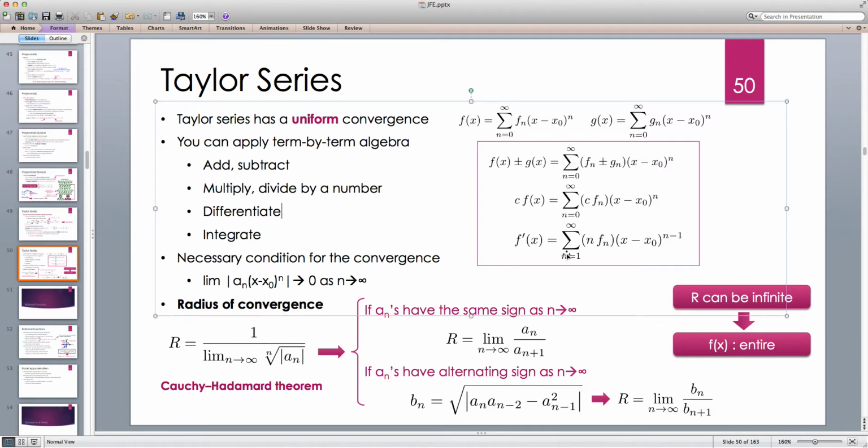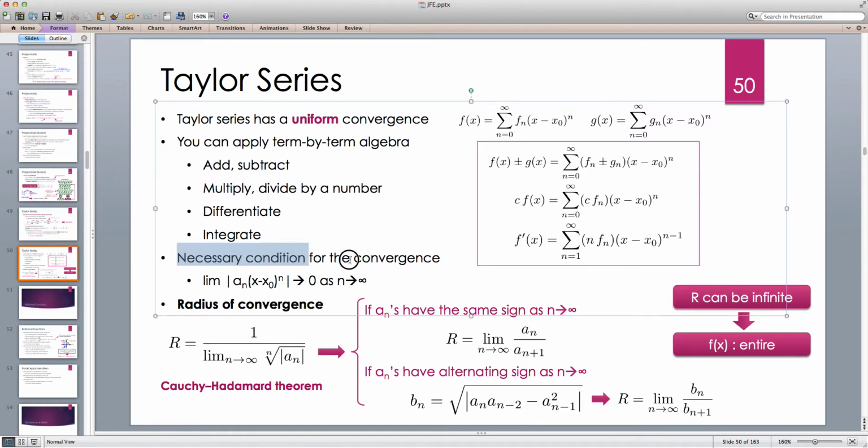We can differentiate term by term. So if I know the Taylor series of f of x, the Taylor series of f prime is just differentiating this series term by term. So the coefficients are n fn (x minus x0) to the n minus 1, all right? And n starts here from 1. So if I shift it to 0, then I get (n plus 1) f(n+1) (x minus x0) to the n, right? So I can find the coefficients of f prime.